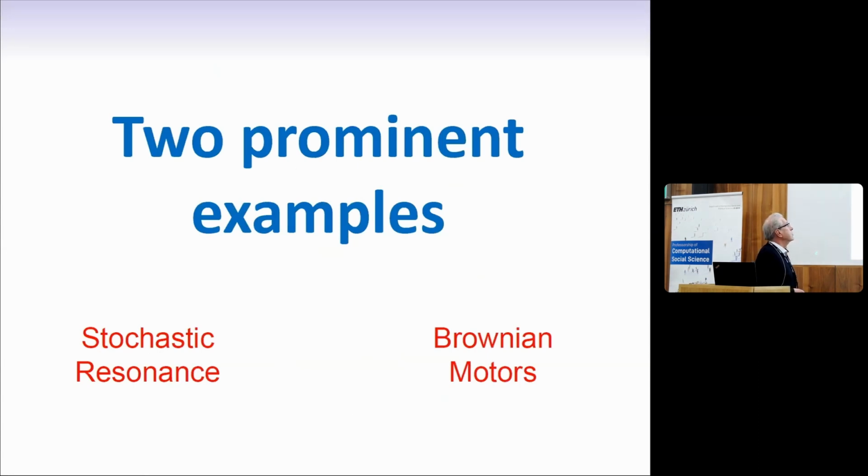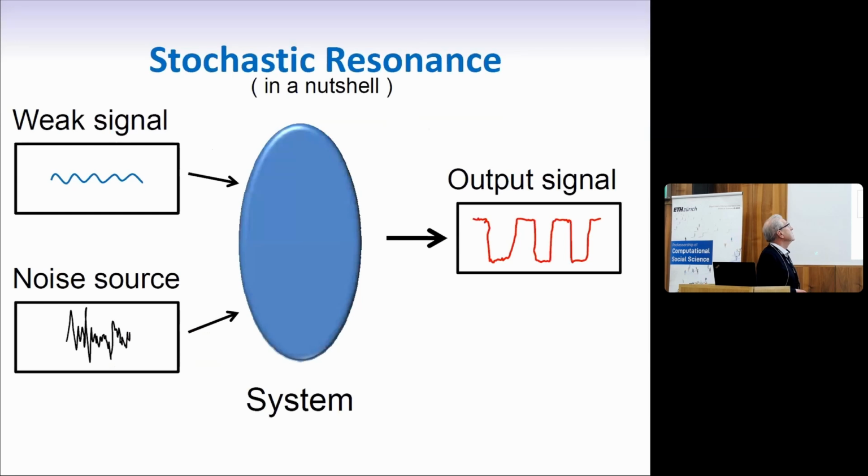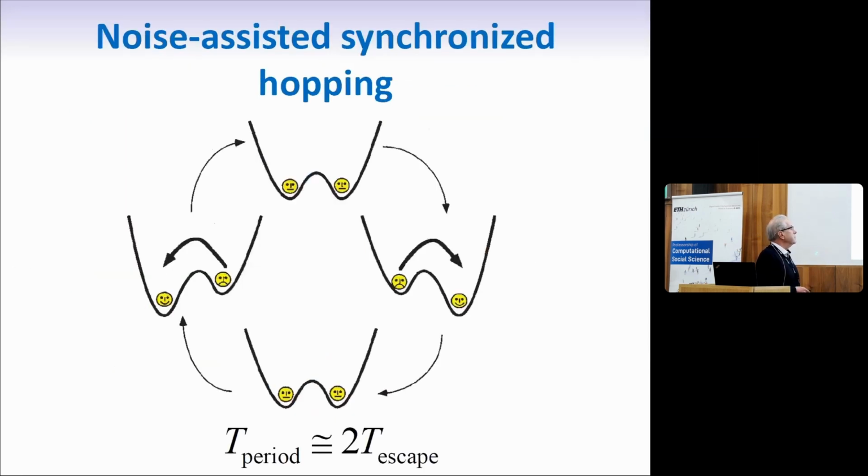Now I will go to non-equilibrium and say something about stochastic resonance, which I'm quite proud of, and Brownian motors, which I did, as he already said. Stochastic resonance in a nutshell is essentially the amplification of weak signals in the presence of noise, and you get more signal out, which is a bit paradoxical. So if you have a noise source and a weak signal, actually noise helps.